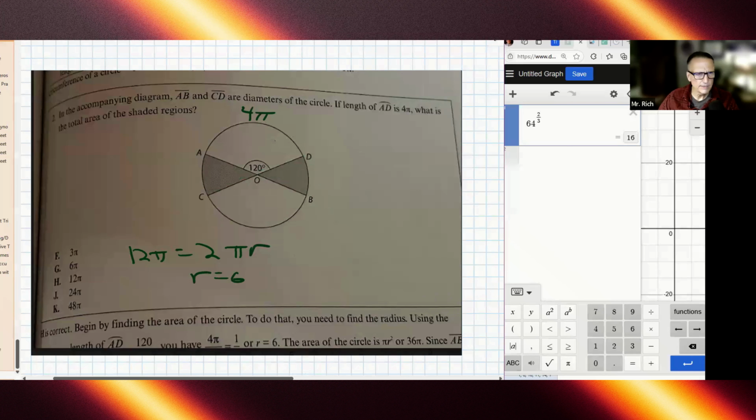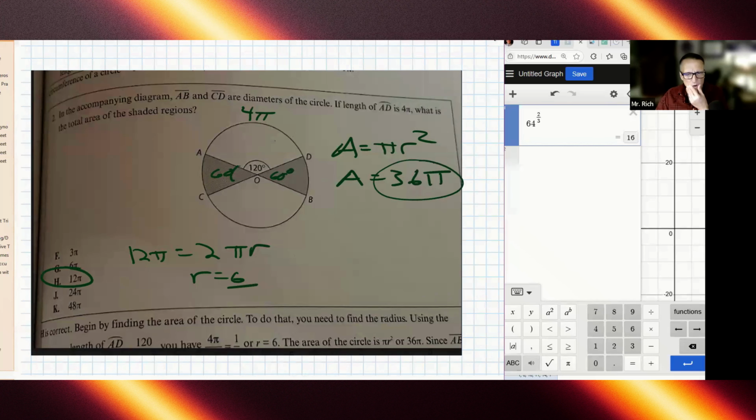And they want to know the area of the shaded regions. Well, the area of a complete circle is pi r squared. So therefore, the total area is 36 pi, 6 squared, radius is 6, 6 squared times pi. Well, if this angle is 60 and this angle is 60, and they are, that makes up 120, which is 1/3 of the entire circle's 360 degrees. So I would take 1/3 of this, which is 12 pi. There. There may be another way to do that without finding the radius, but I don't think so.